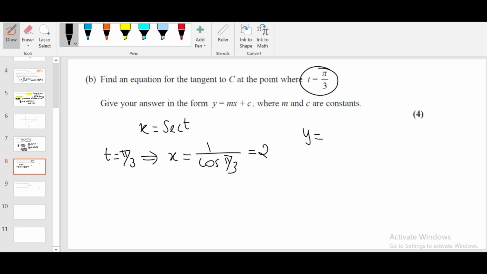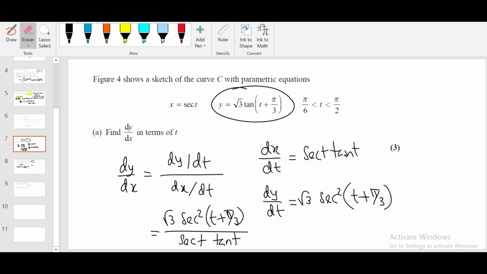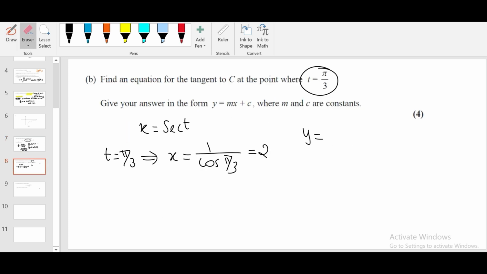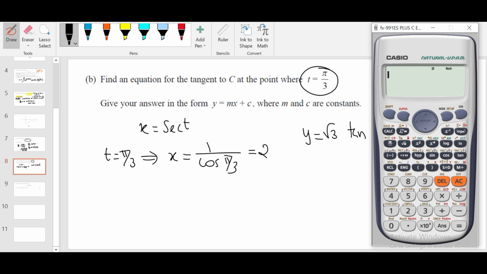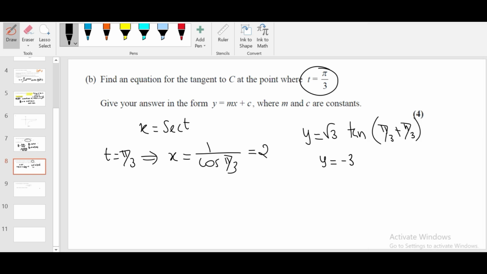So y is basically this, root 3 tan of t plus pi over 3. Replace t by pi over 3: pi over 3 plus pi over 3 is 2 pi over 3. So it's going to be root 3 times tan 2 pi over 3. Okay, good. Negative 3. y is equal to negative 3. That means we got the x and y coordinates of the point.